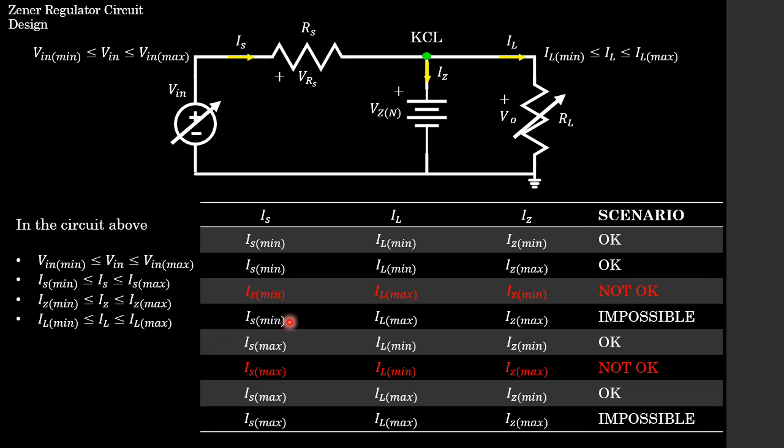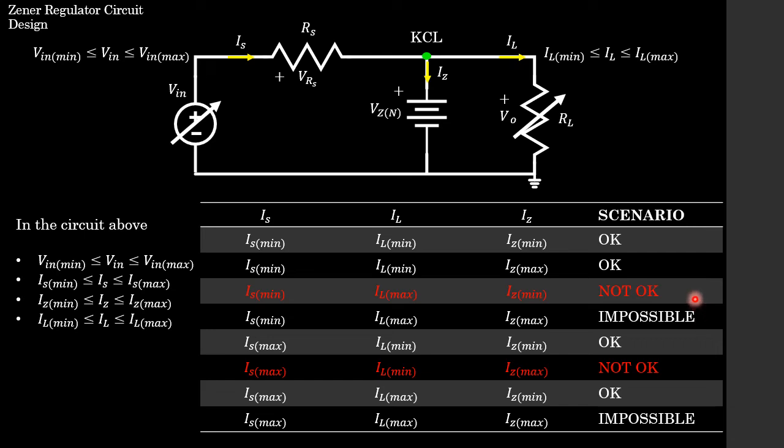So if we have some minimum current coming out of our source and through our series resistor, can we have a maximum current flowing through our load and a maximum current flowing through our Zener diode? No, I don't think so, students. That is something that's going to be quite impossible.